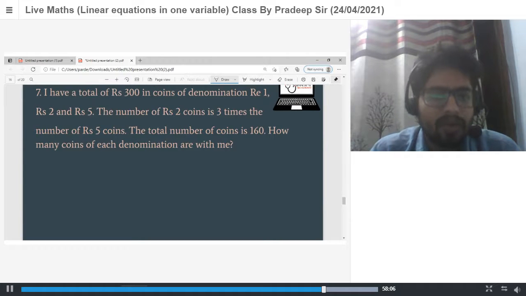I have a total of 300 rupees in coins of denomination rupee 1, 2 and rupees 5. The number of rupees 2 coins is 3 times the number of rupees 5 coins. And the total number of coins is 160. So how many coins of each denomination are with me?